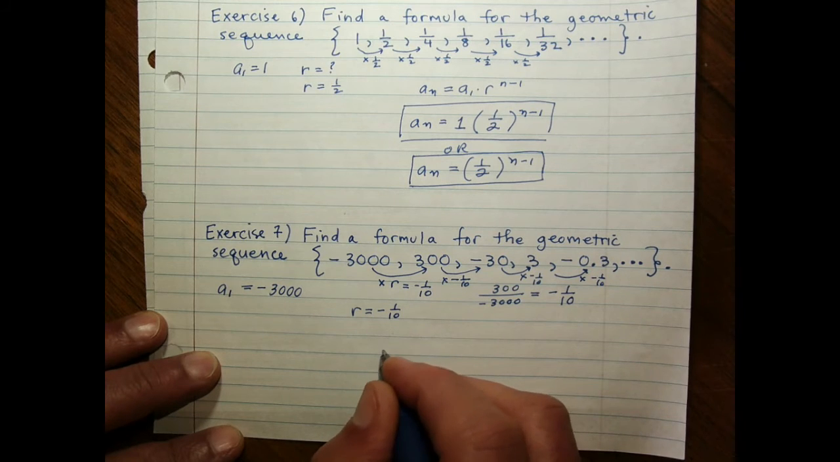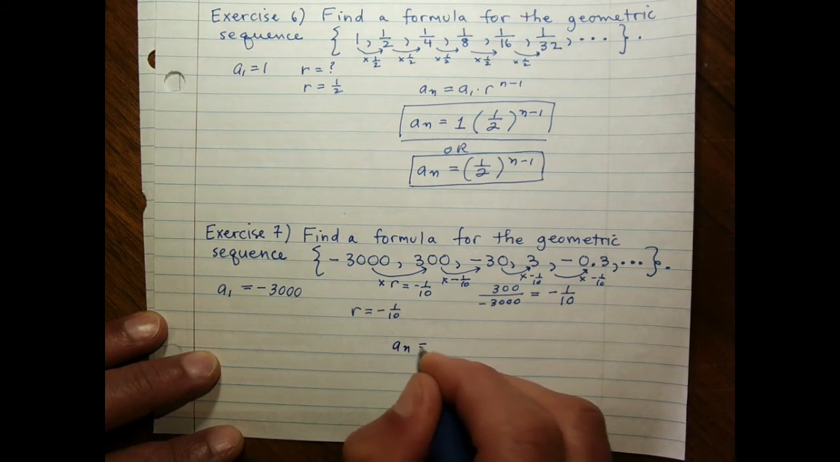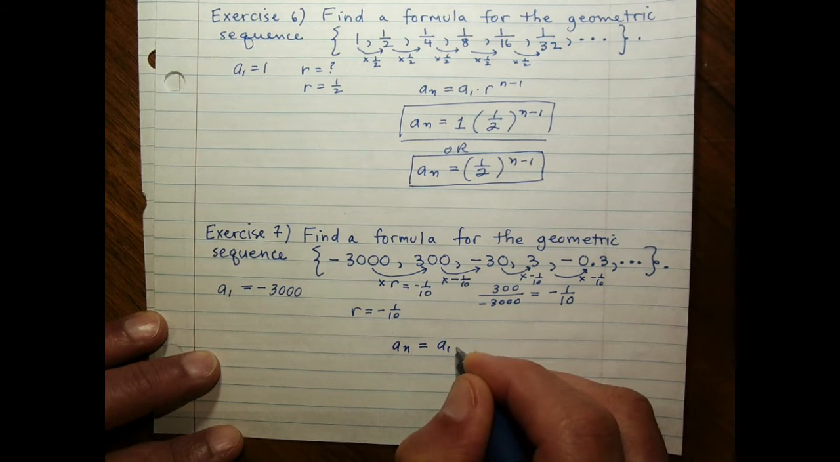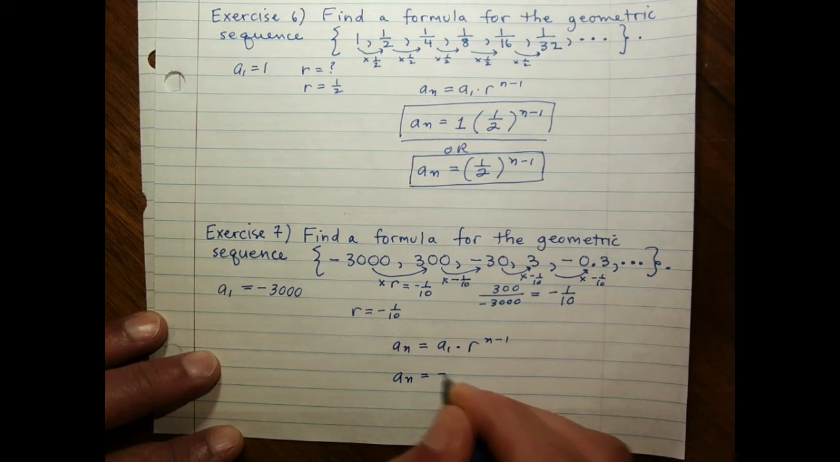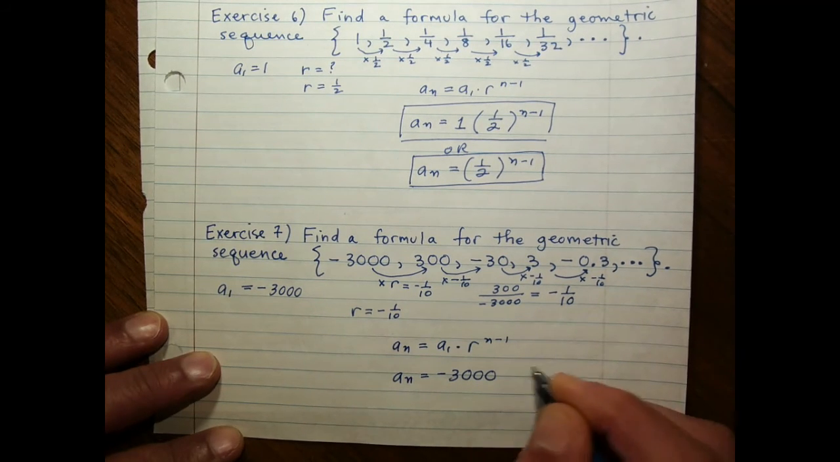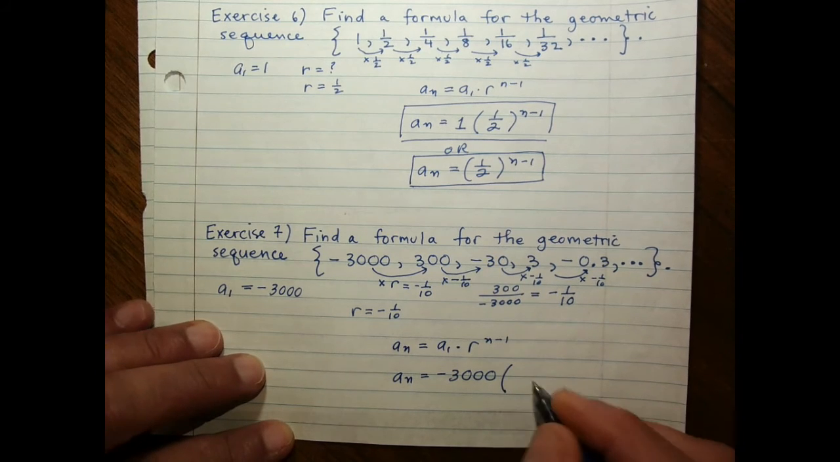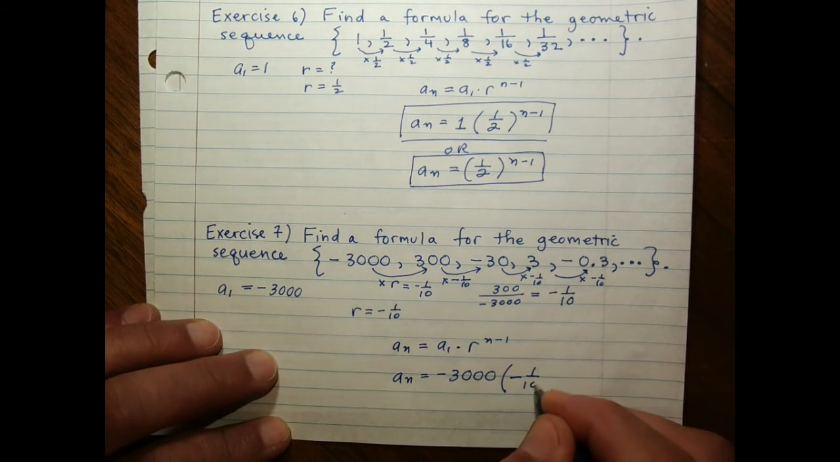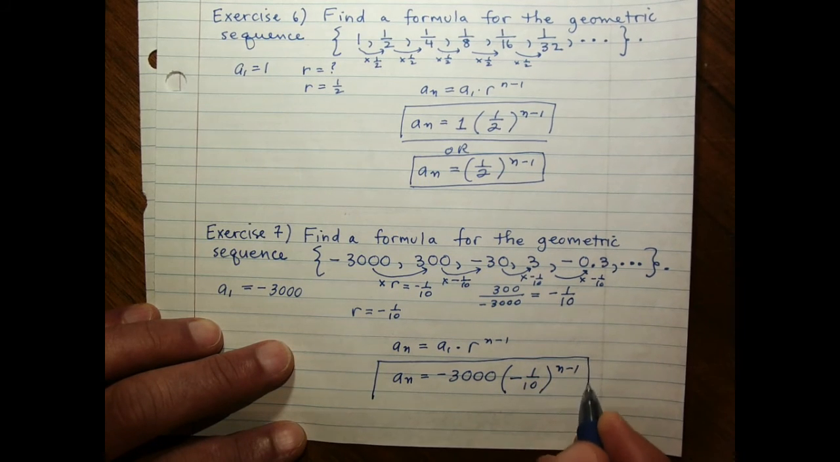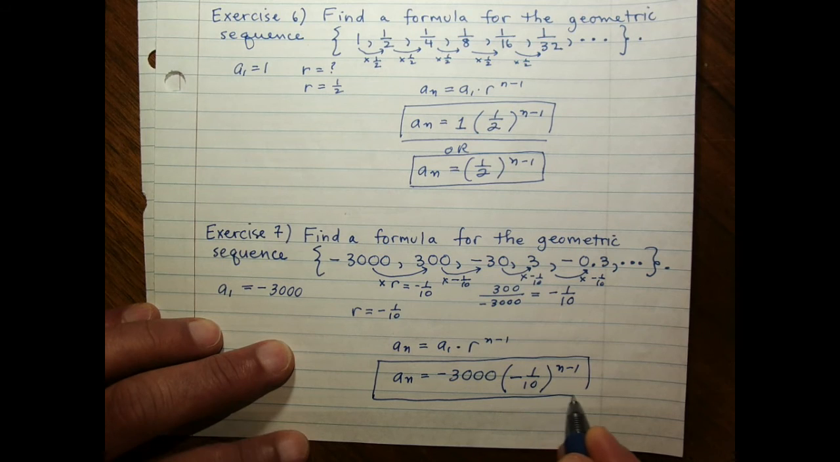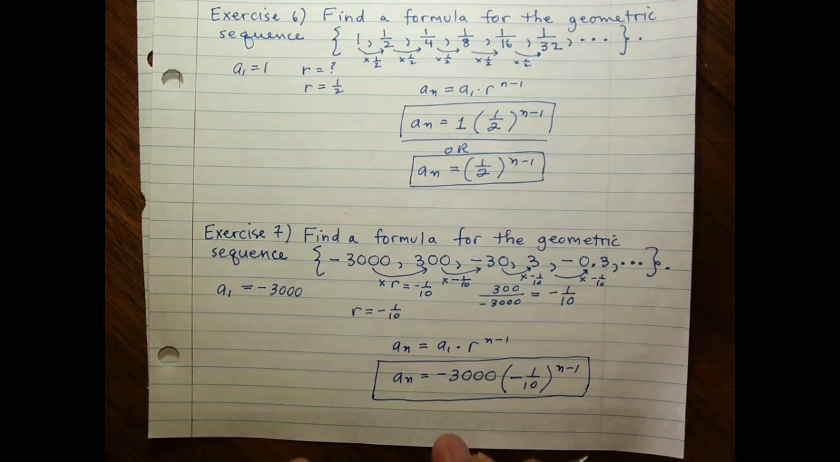So here r is negative, and so our general form, an equals a1 times r to the n minus 1. An is equal to negative 3,000 times negative 1/10 to the n minus 1. And again, that negative 1/10 could be written as negative 0.1 in decimal, which would be just fine. So there we got it. And that's the end of the geometric sequence set of videos.